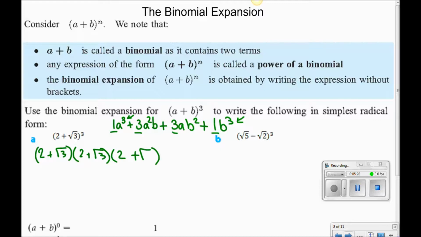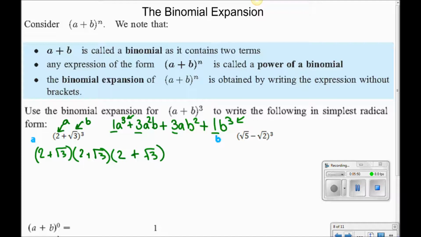So that's one way to do it. Square root of 3. But I think you'll find a bit faster and more versatile is to use the binomial expansion. So instead of a, we're going to have 2. Okay, this is our a. And instead of b, we're going to have the square root of 3.